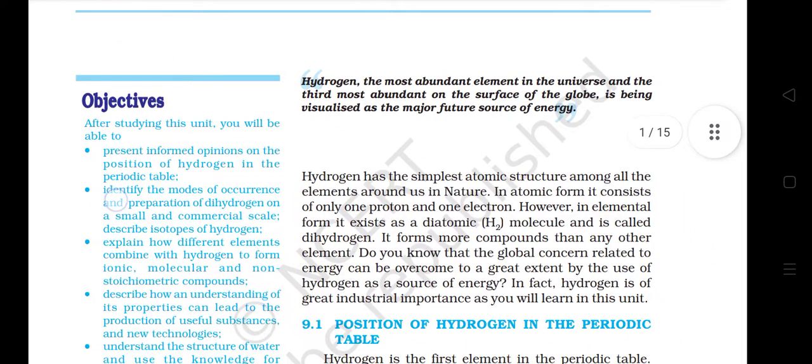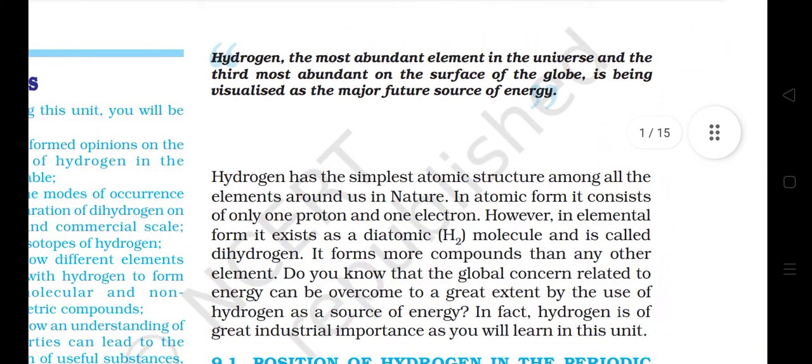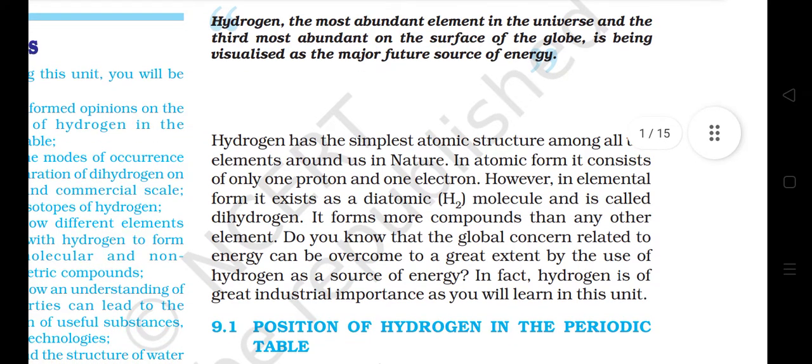Hydrogen, the most abundant element in the universe and the third most abundant on the surface of the globe, is being visualized as the major future source of energy. Hydrogen has the simplest atomic structure among all the elements around us in nature. In atomic form, it consists of only one proton and one electron. However, in elemental form, it exists as a diatomic molecule and is called dihydrogen.